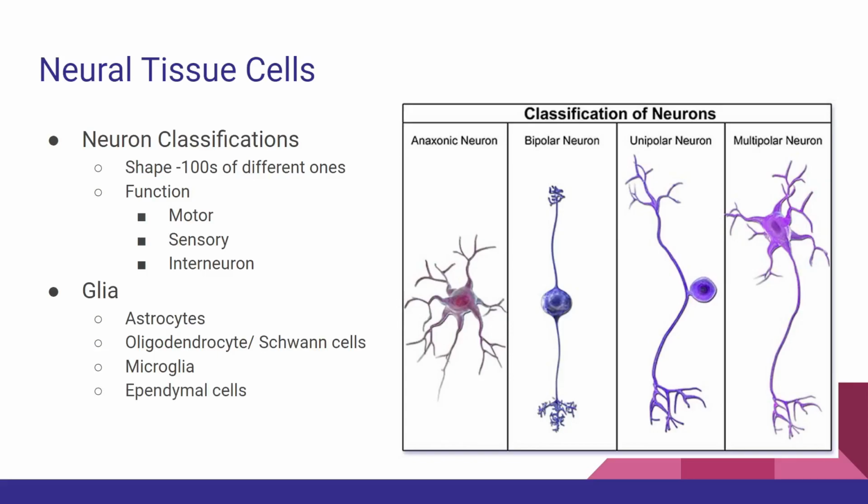And there's also ependymal cells, which form a lining between the ventricular system and the brain and spinal cord. And these are involved in the production of cerebrospinal fluid.